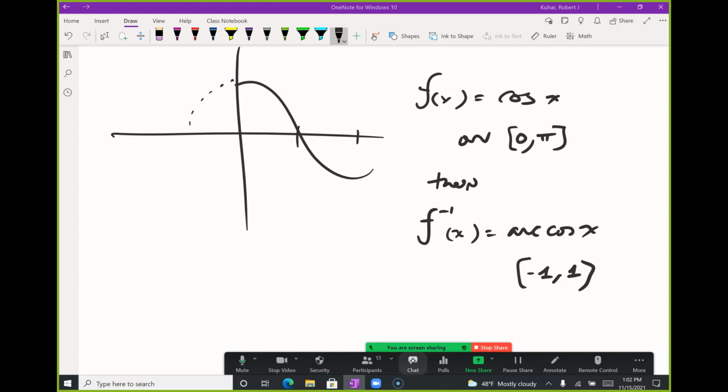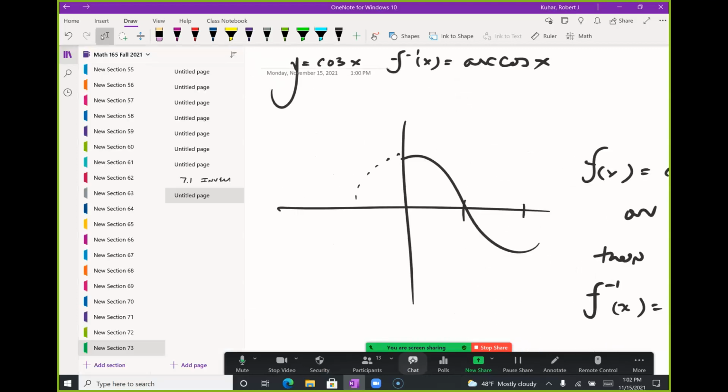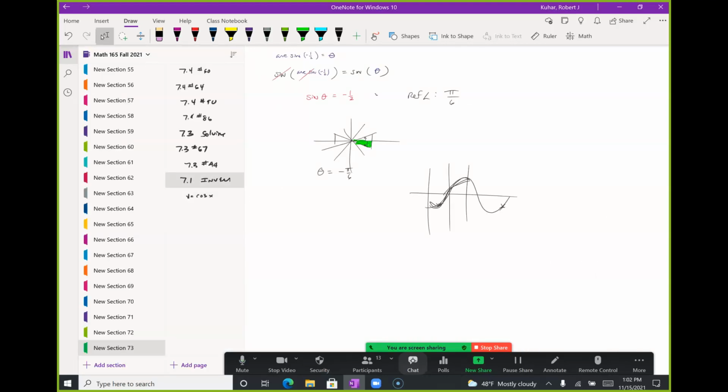Cindy asks, why not 5 pi? So on the last one, why not 5 pi over 6? Because 5 pi over 6 is positive, and I need sine to be negative. And 5 pi over 6 is in quadrant 2. I need to be in quadrant 4 or 1 in order to get the 1-to-1 piece.